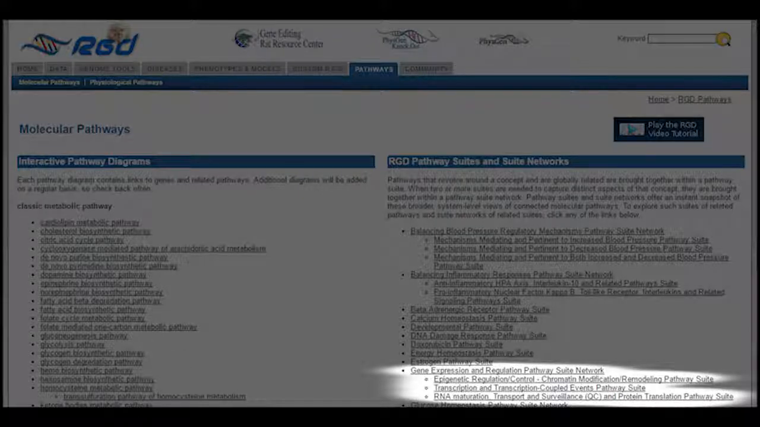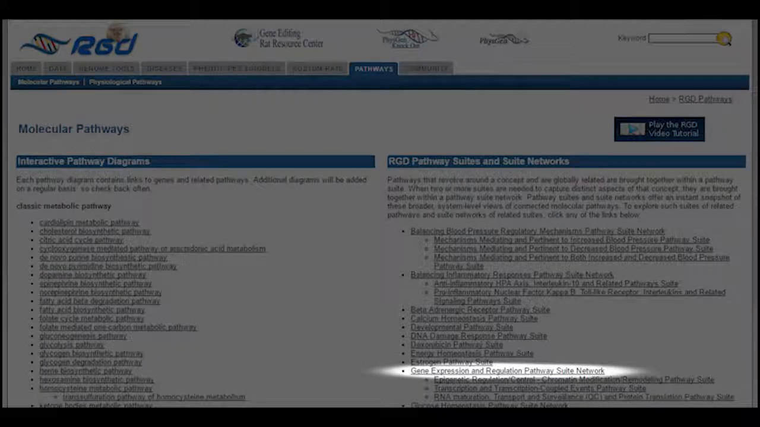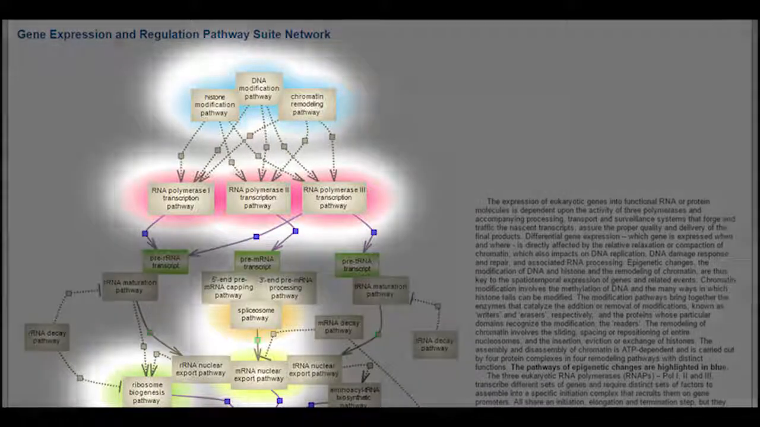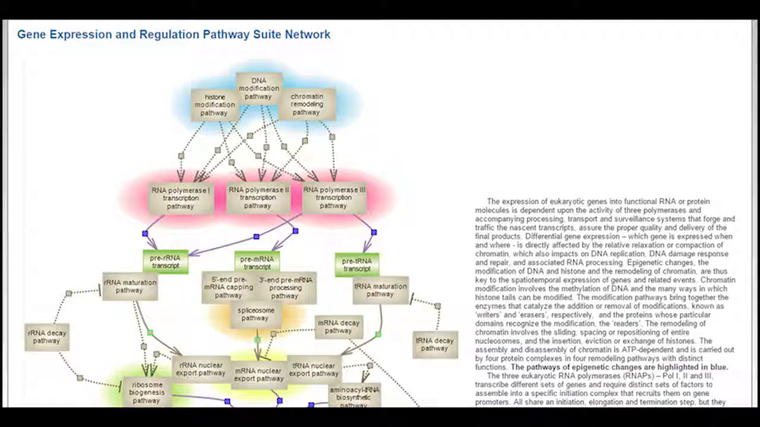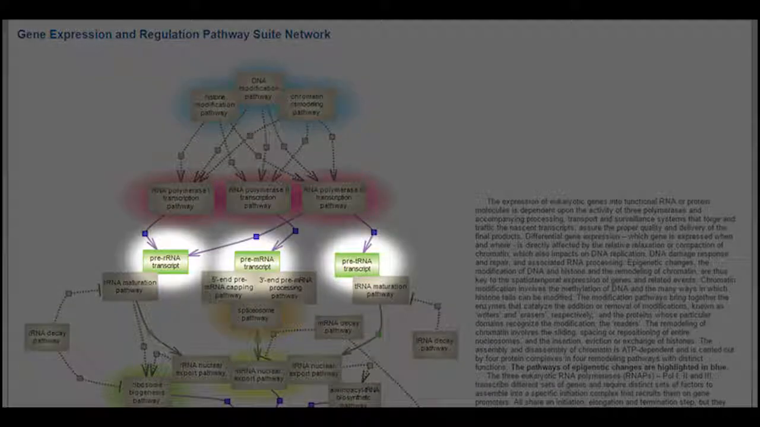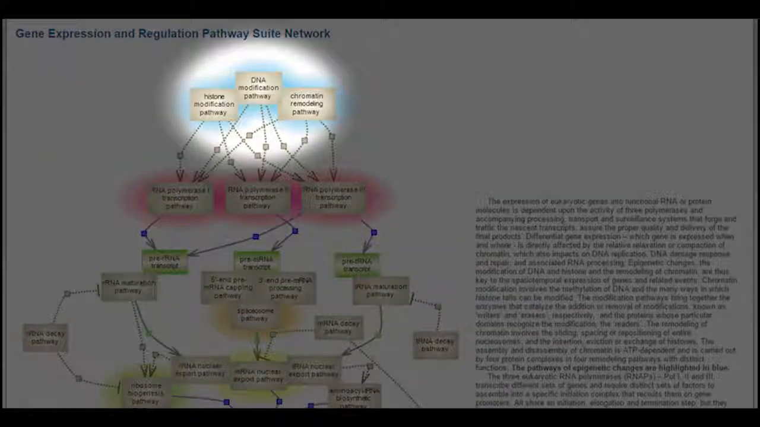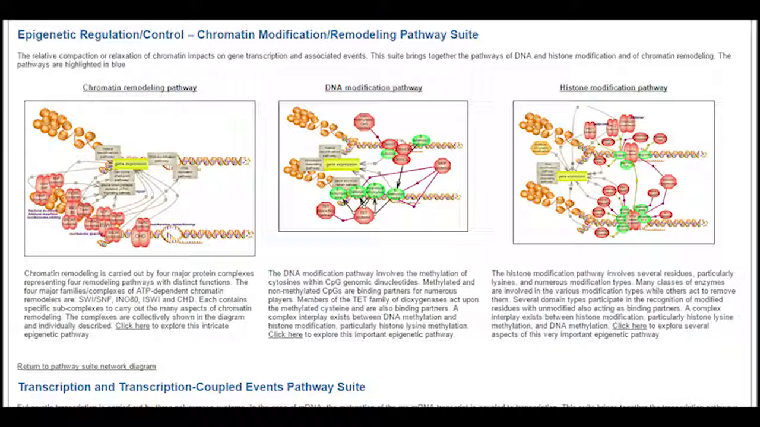pathway suites. Clicking on the Gene Expression and Regulation Pathway Suite Network, you will see a diagram showing the pathways involved in the network. Individual pathways in the diagram are grouped into suites by the color-coded background shading. Intermediaries that are outputted by one set of pathways and used as input for another set of pathways are shown as green shaded rectangles. Here, you can see that histone modification pathway is part of the first suite in the network. Scrolling down on the page, you can find more information about each suite and its component pathways. A link to the diagram page for each individual pathway is provided.